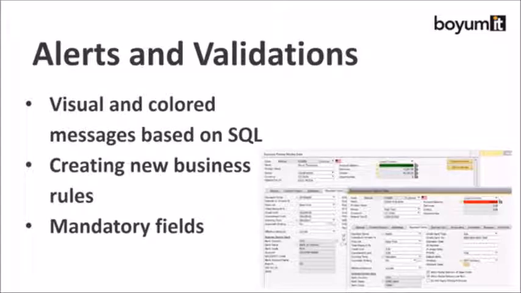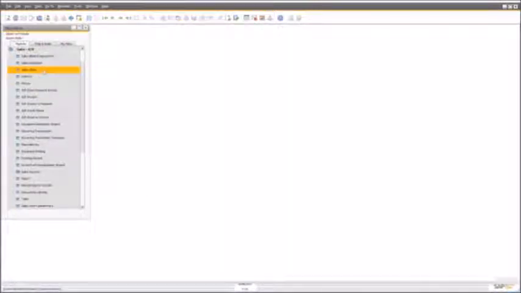We can create alerts and validations. These validations can be only visual and color messages, only like a warning. We can create new rules or mandatory fields. Let me show you a few examples. Let's continue with the sales order.